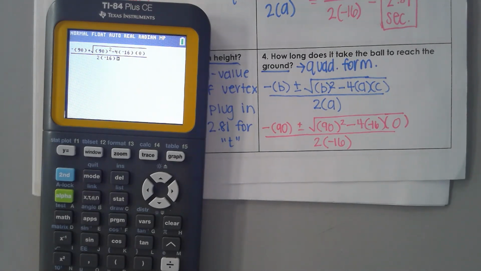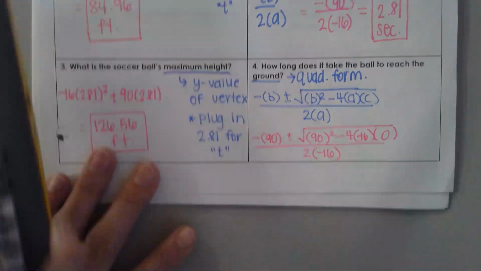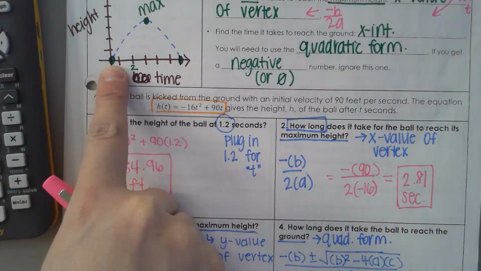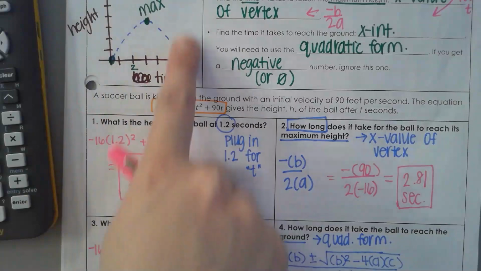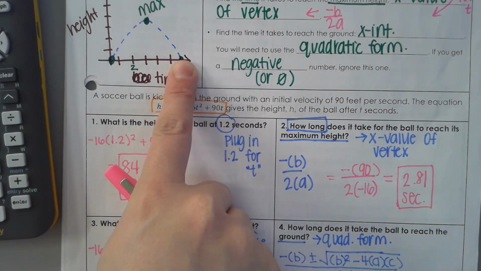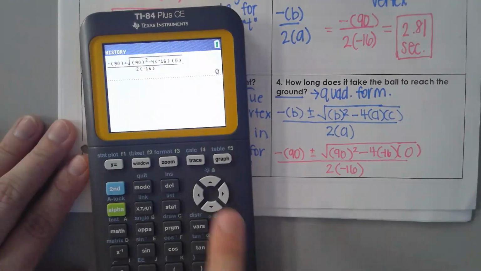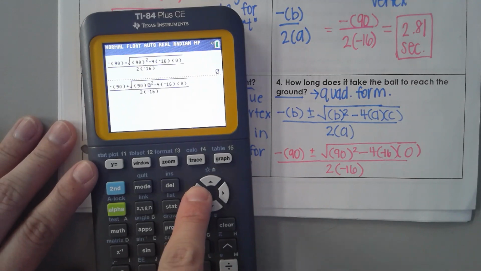So you type that into the calculator. And remember I said if you get a negative number or 0, we won't include that one. So when I get 0, what that's referring to is when it was on the ground. It started on the ground, so that's the 0. That's not the answer I want. I want to know how long it takes to get back to the other side. So I am not going to use 0. I'm going to go back and change it to a minus.